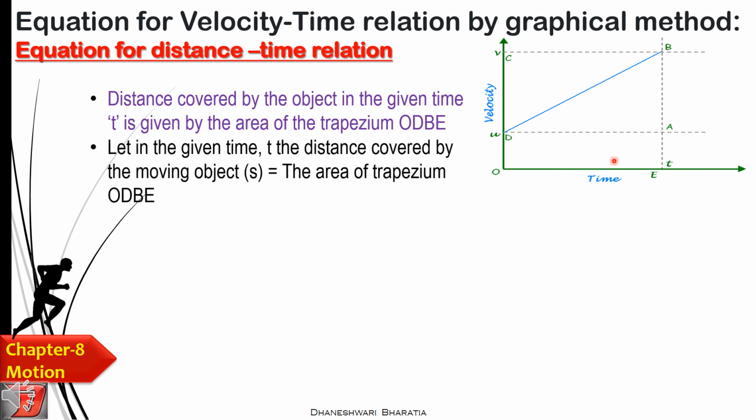So let the given time be T, and the distance covered by the moving object be S. ये जो distance travel किया है उसका notation क्या देंगे हम? S is equal to the area of trapezium ODBE, right? And we know that the area of trapezium will become the area of triangle ABD and the area of ADOE. How to find the area of a triangle? Half into B into H.